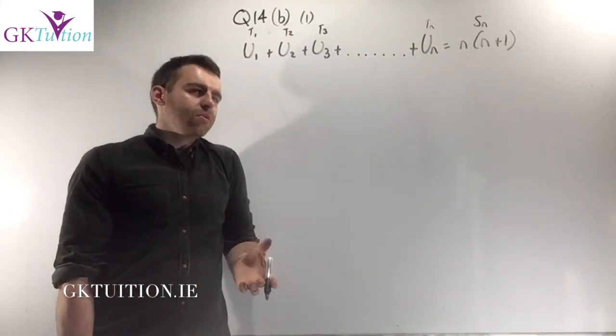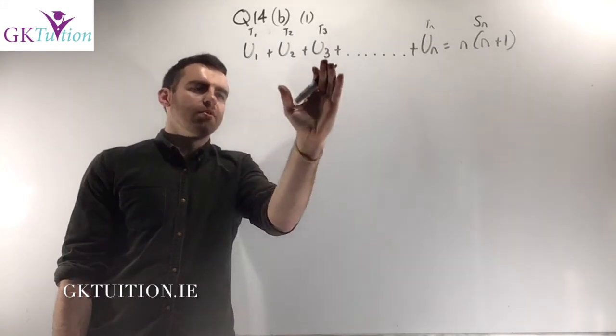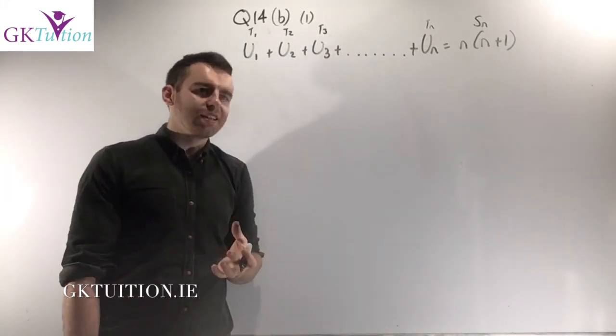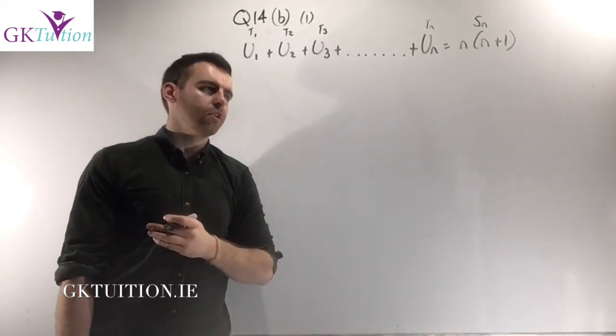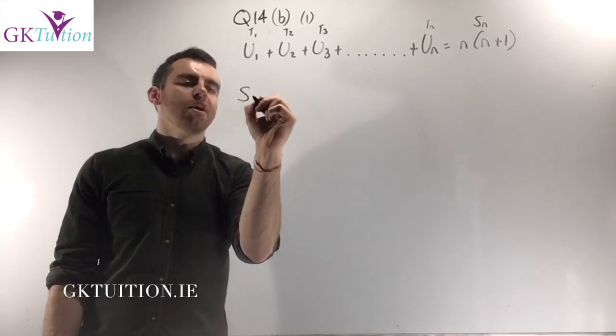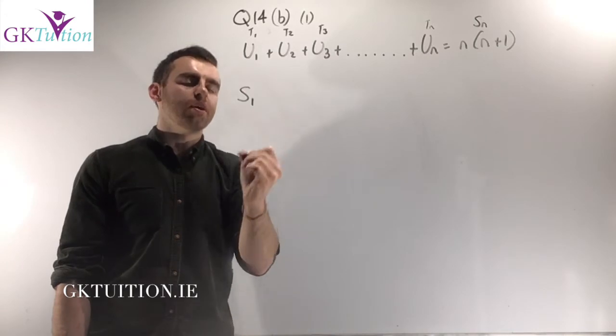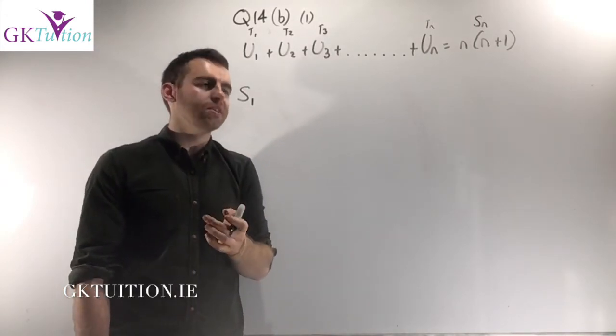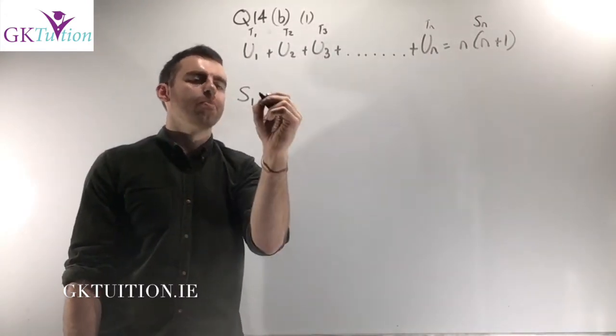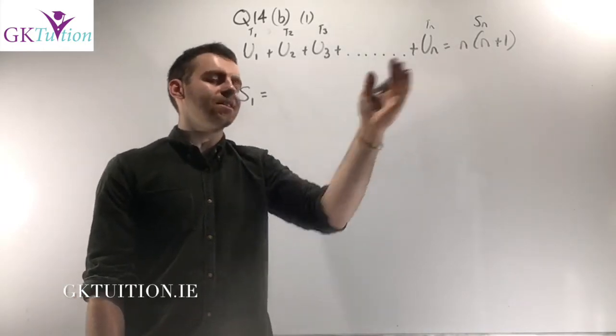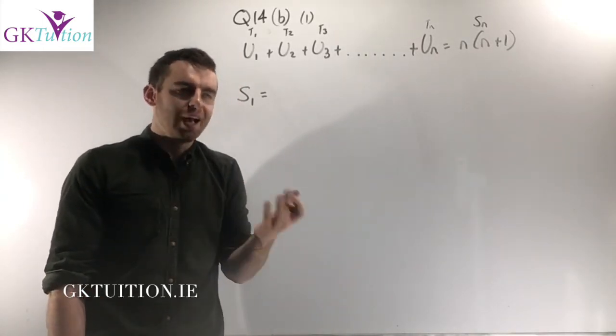So what I need to do here is first of all work out what the first few terms are. I can relatively easily work out the first few terms because I know what Sn is. So if I wanted to work out what the sum of the first 1 terms is, I would just sub in 1. If I sub in 1 into this, that will tell me what the first 1 term adds up to.